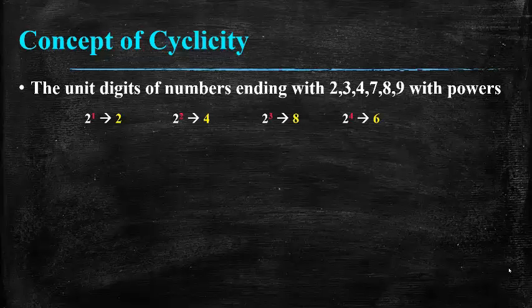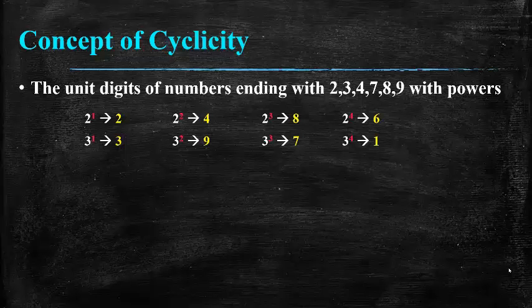For 3 power 1 the unit digit is 3, for 3 square the unit digit is 9, for 3 power 3 the unit digit is 7. 3 cube is 27, so the unit digit value for 3 cube is 7. 3 power 4 gives me a value of 81, so the unit digit value will be 1. The same applies for the remaining numbers.